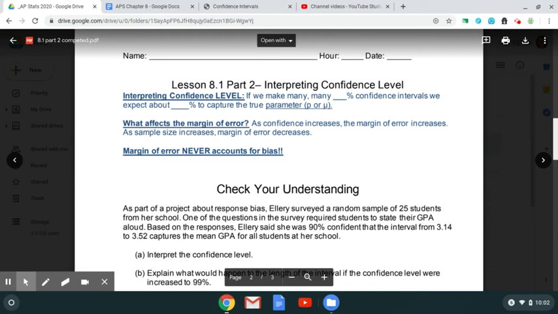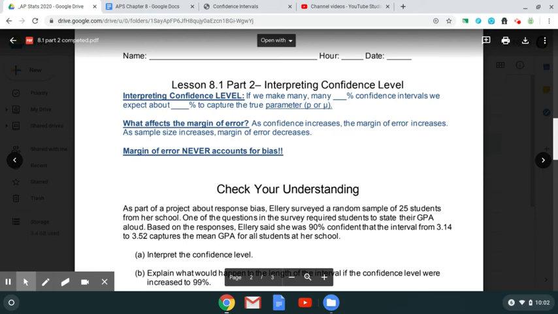Remember, in your margin of error, you do your critical value times your standard deviation, or your standard error, since we're using the sample to estimate the standard deviation. We won't know the true standard deviation because we don't have all the data. But anyway, as the sample size increases, your standard error decreases, which is going to make your margin of error decrease. So obviously, more is better.